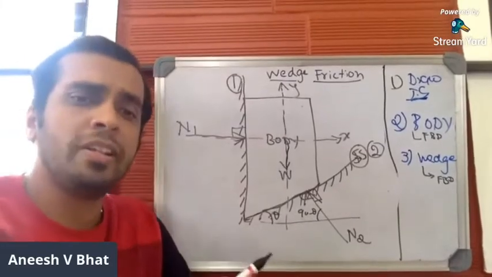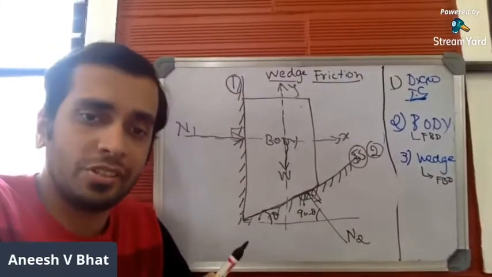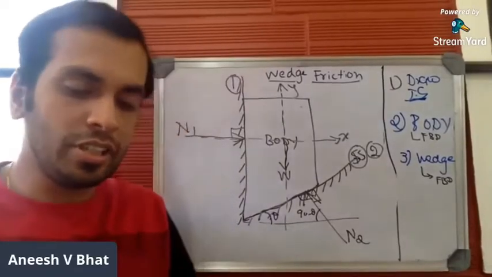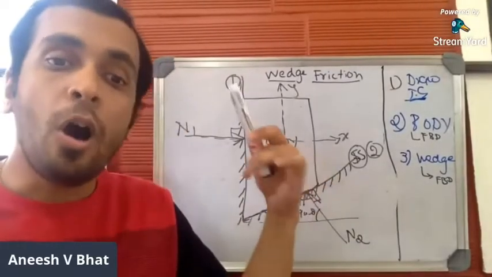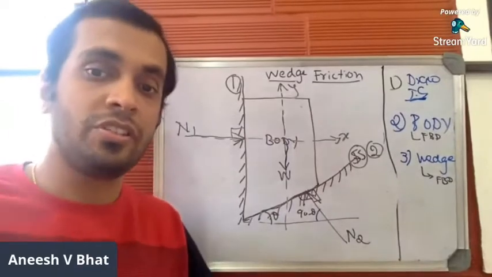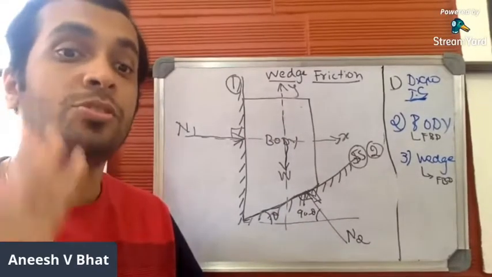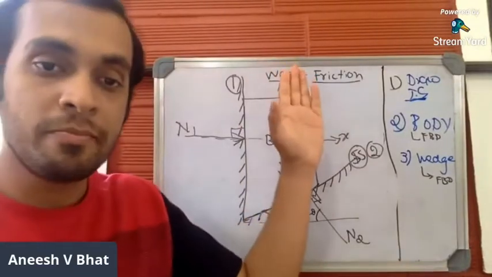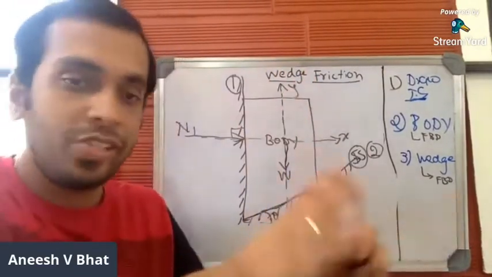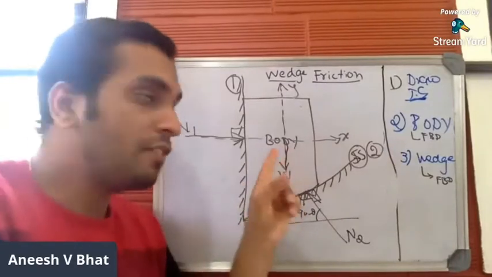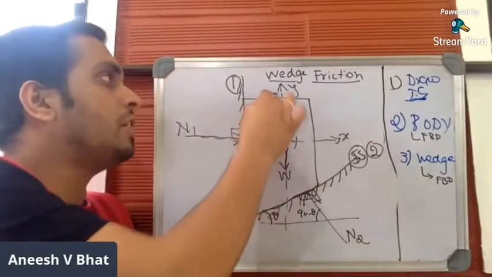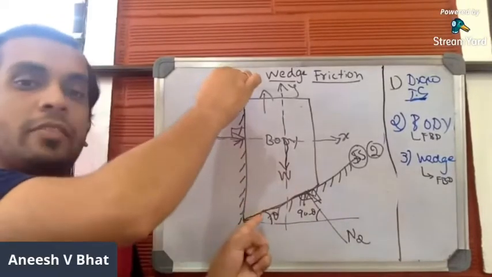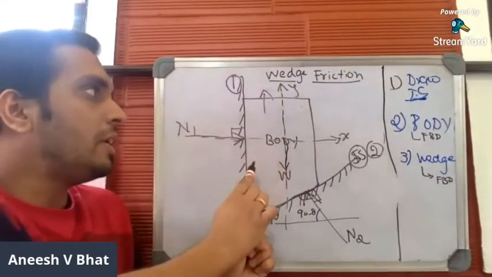Once you mark the normal reaction, the next step is to mark the frictional resistance. You know how to mark the frictional resistance. Frictional resistance will always be marked in a direction opposite to the direction of motion of the body. So if the body moves vertically upwards, here when you push the wedge inside in this direction, the trend of motion of body will be upwards, is it not? Body will be moving up.